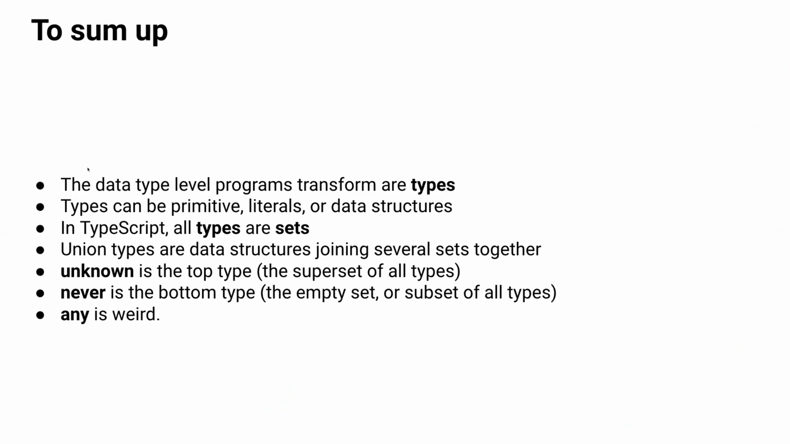So yeah, to sum up, the data we are going to deal with are types. We have primitive, literal, and data structure types. All types are sets in TypeScript, including types with a single element. They are a set with a single element. Union types are data structures. Unknown is the superset of all the types. Never is the subset of all the types. And any, we won't talk about it.